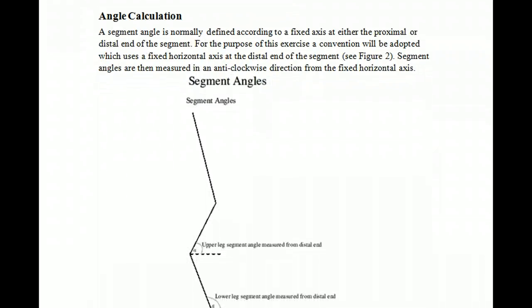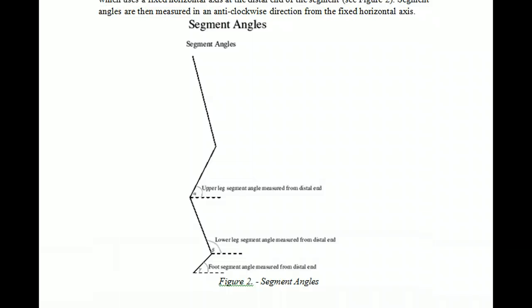Now we know that we can identify these segments in two-dimensional space with their coordinates, and there are a variety of different conventions that might be applied when calculating angles. What we see on the screen at the moment is what we might term segment angles. Here we see a representation of the body, and for a segment angle this is normally measured from a fixed reference, in this case a horizontal reference, round in an anti-clockwise direction until it meets the segment itself.